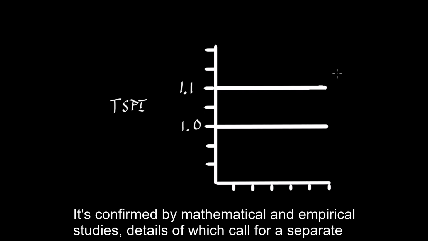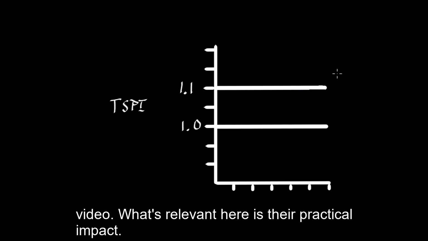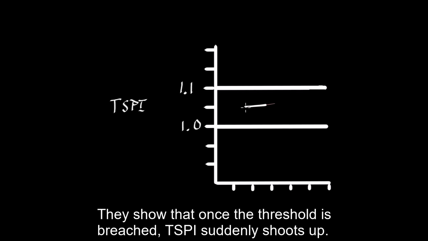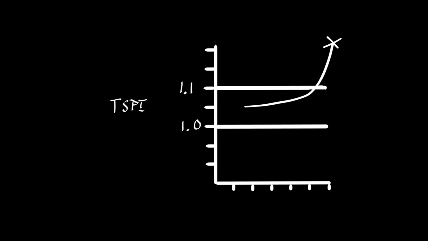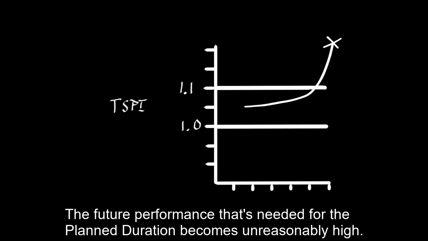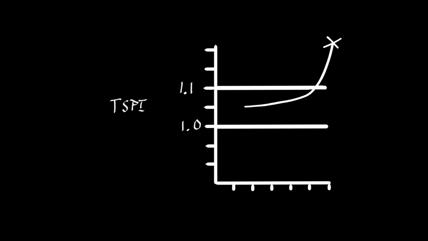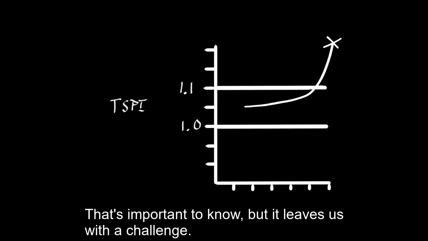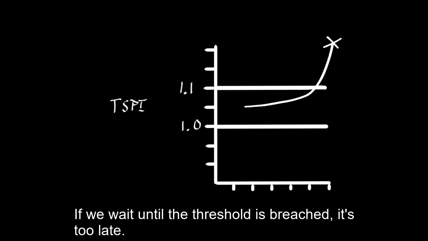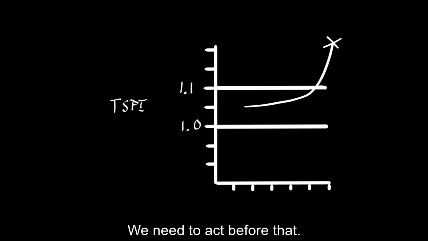It's confirmed by mathematical and empirical studies, details of which call for a separate video. What's relevant here is their practical impact. They show that once the threshold is breached, TSPI suddenly shoots up. The future performance that's needed for the planned duration becomes unreasonably high, and with it, the duration becomes unrecoverable. That's important to know, but it leaves us with a challenge. If we wait until the threshold is breached, it's too late. We need to act before that.